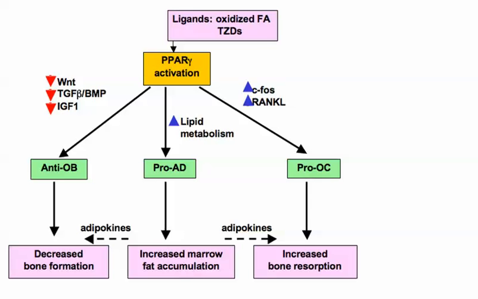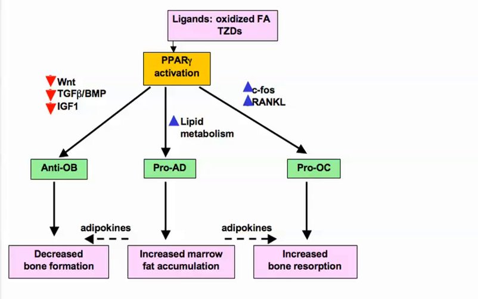PPAR gamma is a member of a nuclear hormone receptor family that acts as a transcription factor to promote the formation of specific mRNA species. It is known that PPAR gamma plays a major role in regulating adipogenesis, lipid metabolism, and insulin sensitivity.